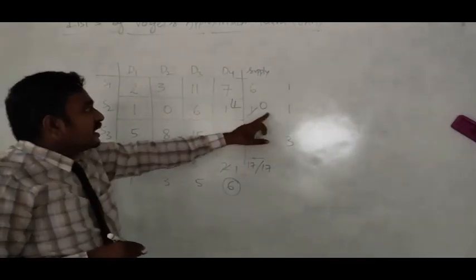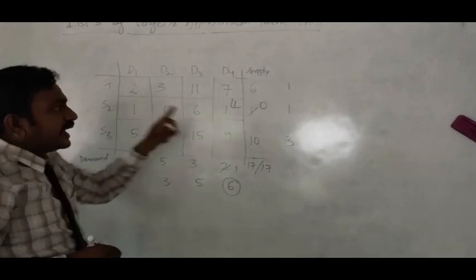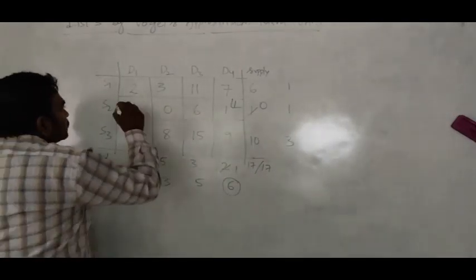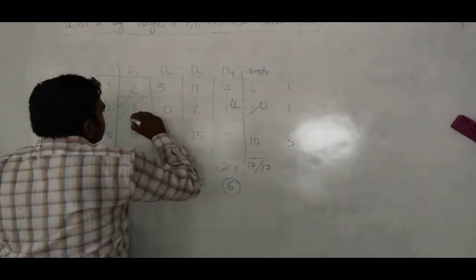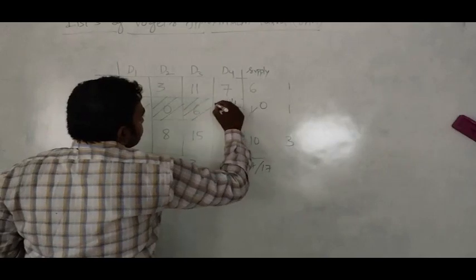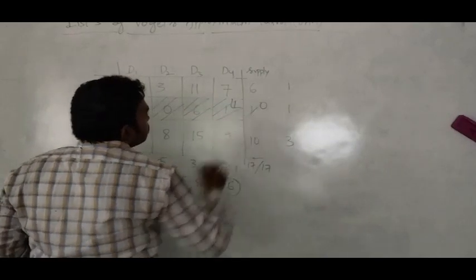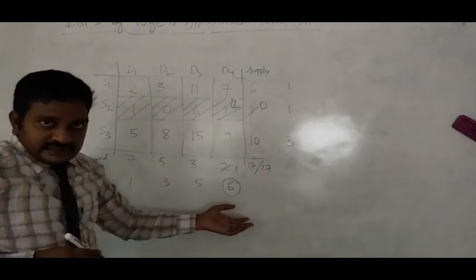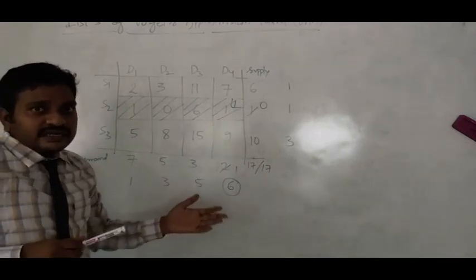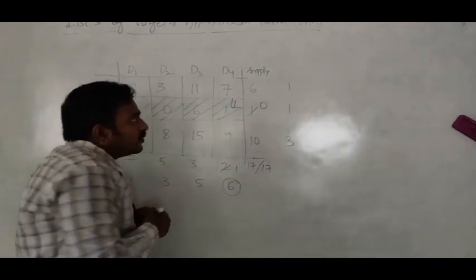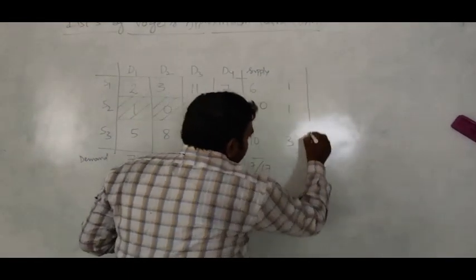With the single allocation, S2 gets exhausted, S2 is fulfilled. Now remove that row from the table. After this only one allocation is done, so I still have to allocate 16 units. So move on to finding the next penalties.